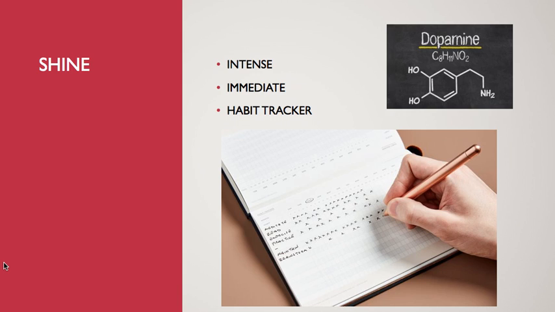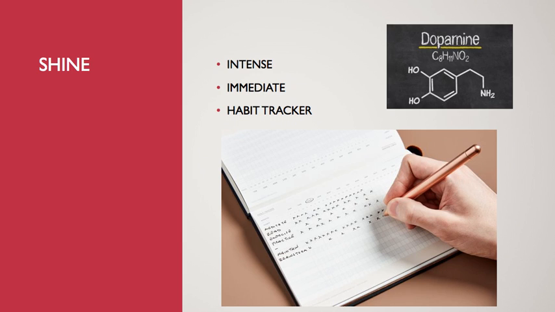And BJ Fogg in his book mentions a bunch of ways you can do it. But the goal is to make it intense, so really absorbing that positive emotion and really being happy about it, but also making it immediate, because the reward seems to fade off the later you do it after the positive behavior, or the positive habit. So you want to make it as fast as possible afterwards.